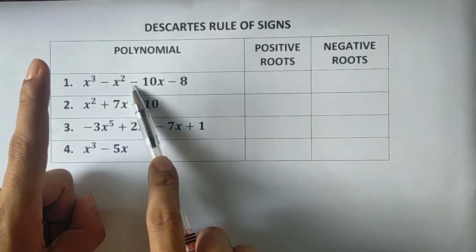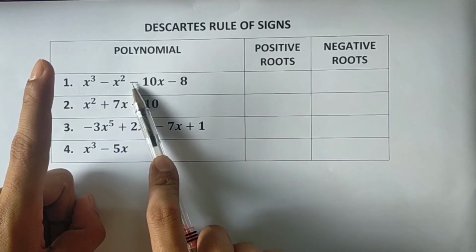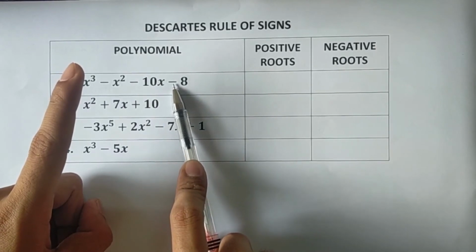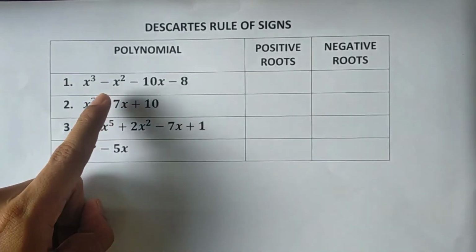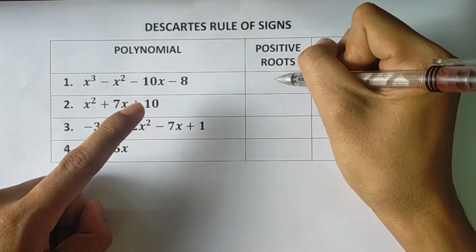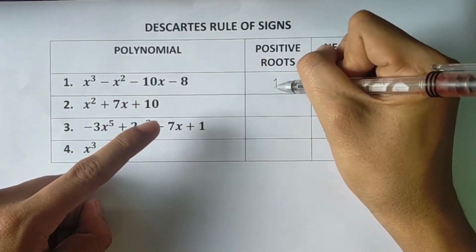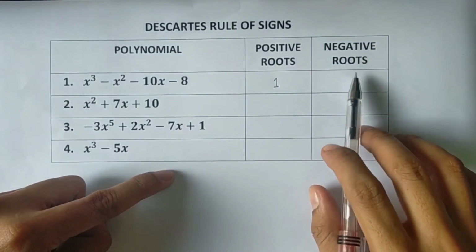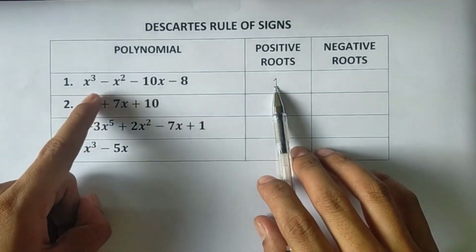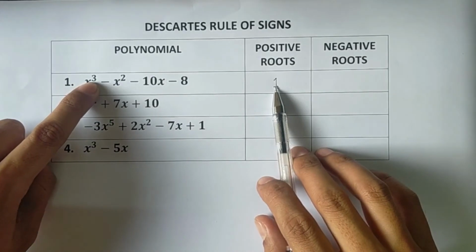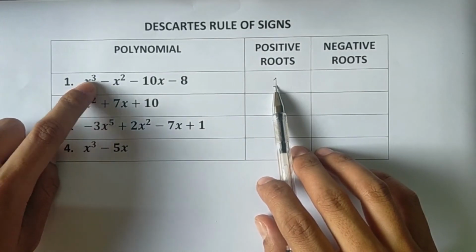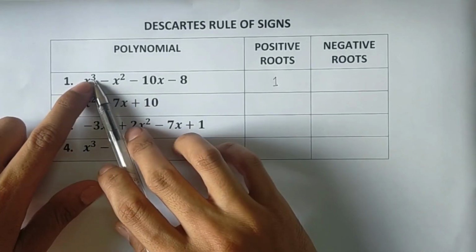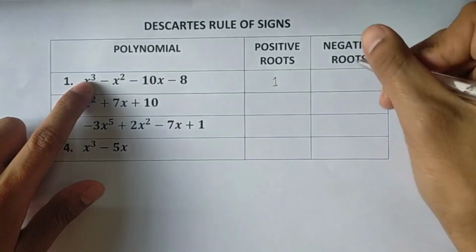So from negative to negative, it did not change, so there's no change. Negative to negative, there's no change. So there's only one change of the sign, therefore there is only one positive root. And how do we get the negative root? We all know that there are three expected roots here because the highest exponent is 3. So we will just subtract 3 minus 1, that is 2.